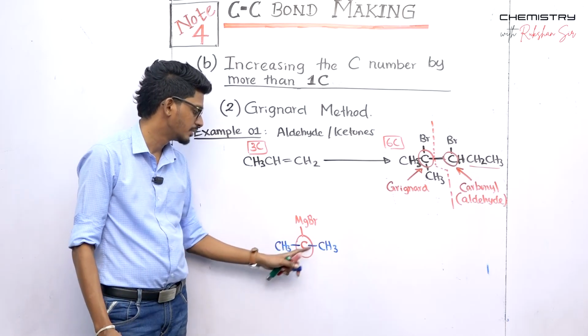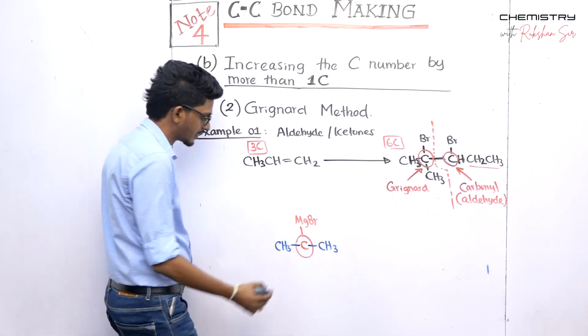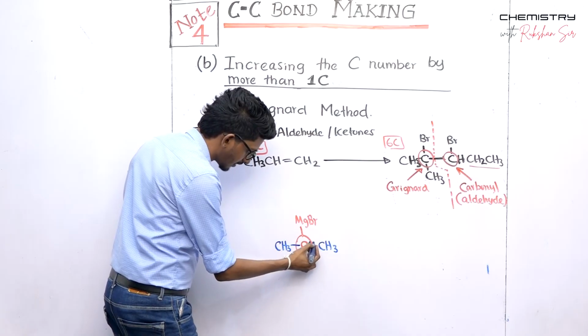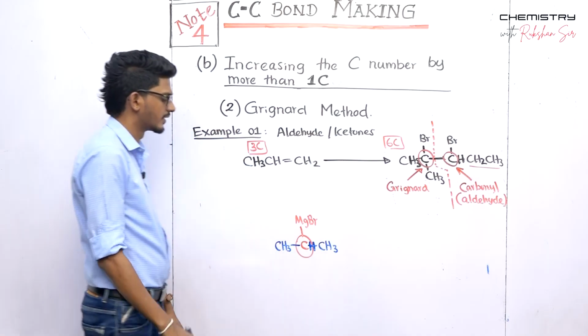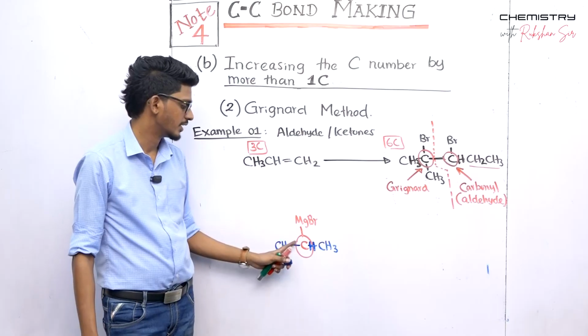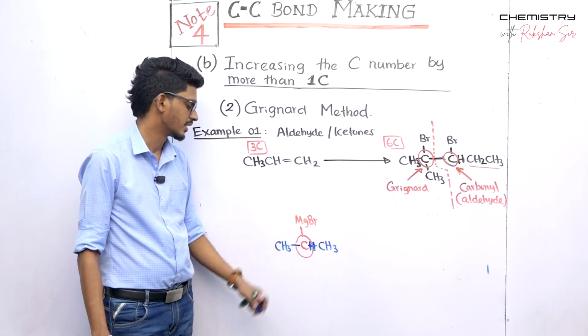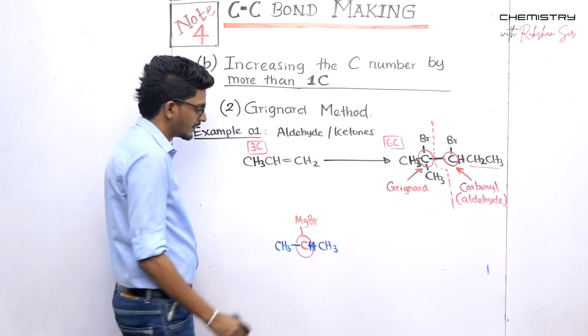Only 1, 2, 3 bonds are there. So you need to come up with a hydrogen there. 1 hydrogen should be added as the 4th bond. Earlier you had 3 bonds only, the 4th bond as a hydrogen. That is your Grignard.